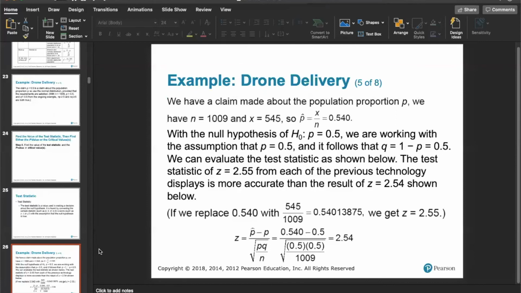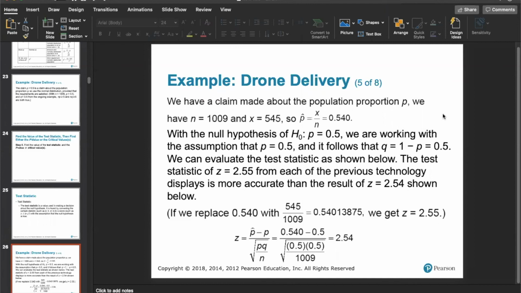So if we were to use the same drone example that we were talking about previously, they gave us the total number of people they surveyed as 1,009, and then gave us an x, or what we're looking for, the number of people who answered no, as 545. So we can actually solve for p-hat by just using our x over n like we normally do, the thing we're looking for over the total.